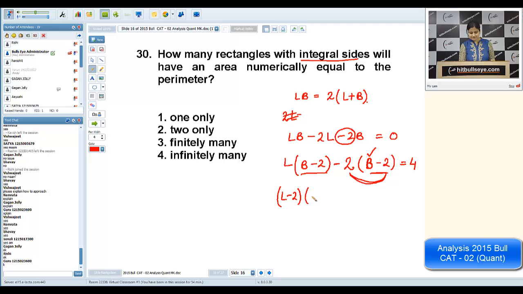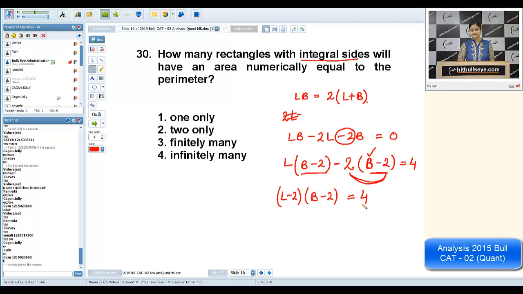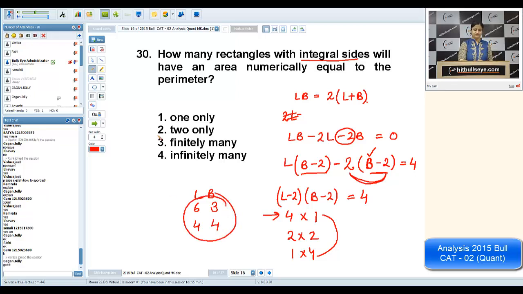So it is (L minus 2)(B minus 2) is equal to 4. Since L and B both are integers, of course L minus 2 and B minus 2 should be integers always, positive integers rather. Now, 4 is a multiplication of 2 integers. So it can be 4 into 1, 2 into 2, 1 into 4. But 4 into 1 and 1 into 4 will give you the same result. So if I consider the first, L comes out to be 6 and B comes out to be 3. In the second case, L comes out to be 4, B comes out to be 4. The third case will be the repetition of the first case. That's why we are left with only 2 such rectangles. Is it okay?